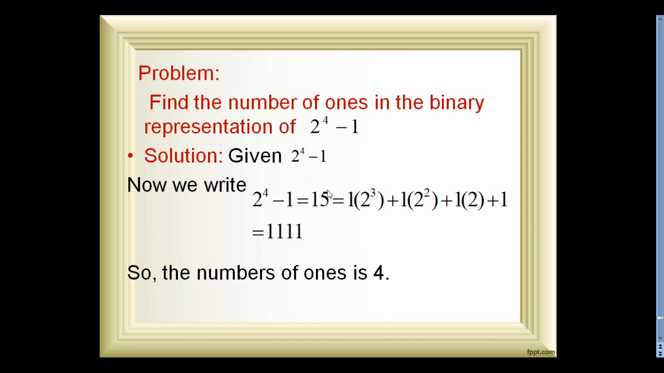So this 15 we can expand in a binary way: 1 times 2 cube plus 1 times 2 square plus 1 times 2 plus 1. So we take only the coefficients, 1, 1, 1, 1. You write down all the ones. So the number of ones present in this number is 4.